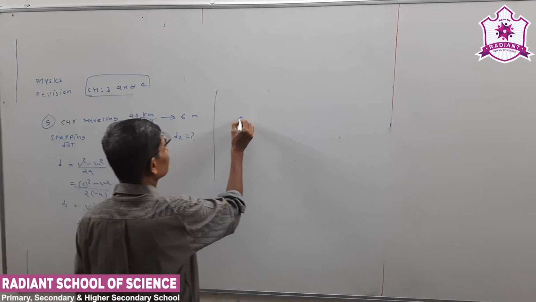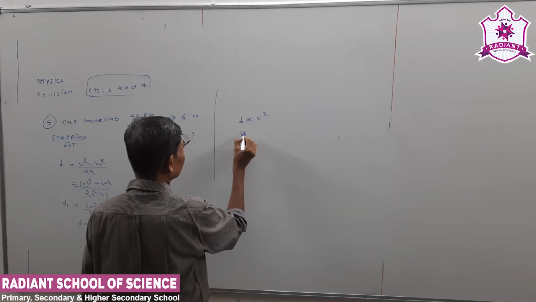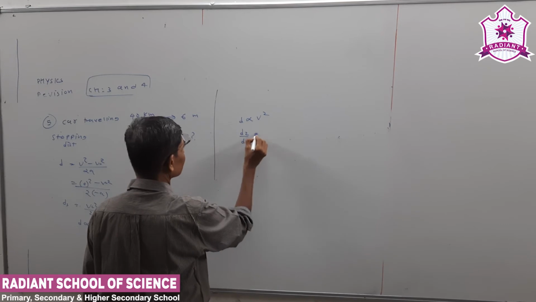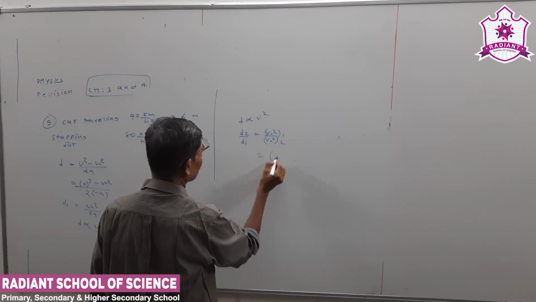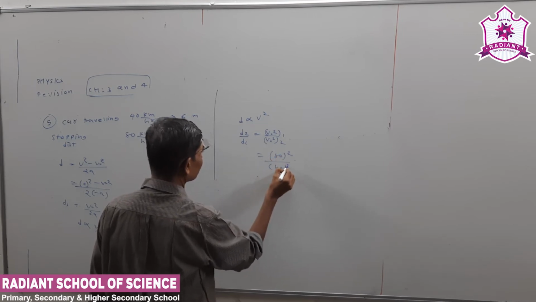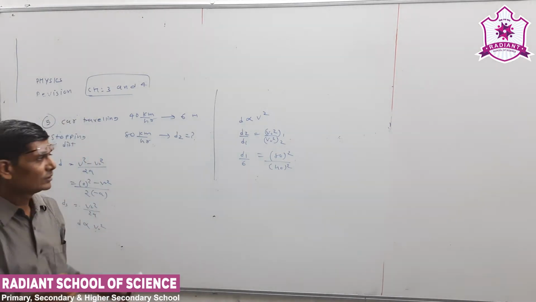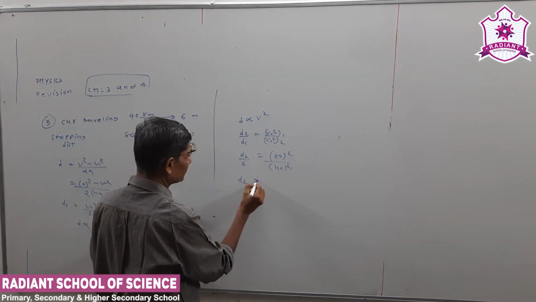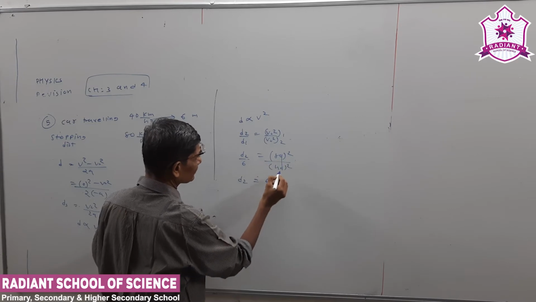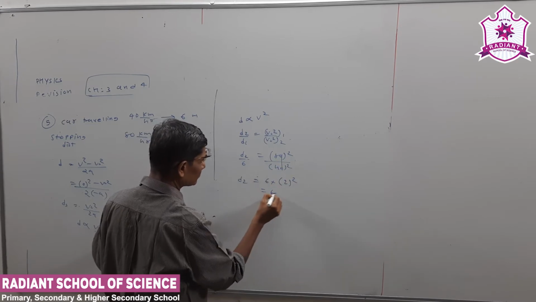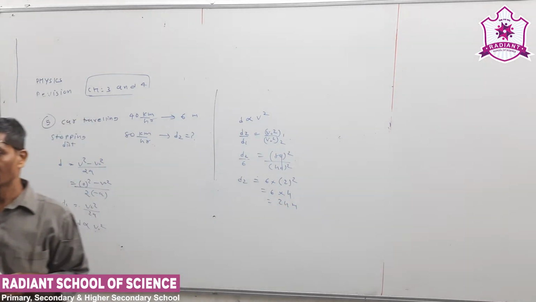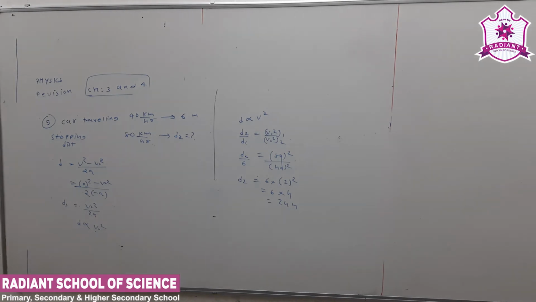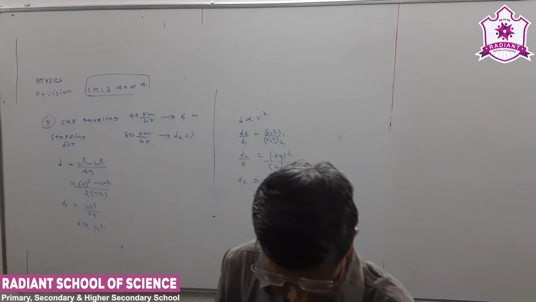So we know the formula, d is proportional to v square. So d2 upon d1 is 80 square upon 40 square, with d1 given as 6 meters. So d2 is 6 meters times, 80 upon 40 is 2, square. So we remember, the stopping distance is proportional to the square of the velocity.